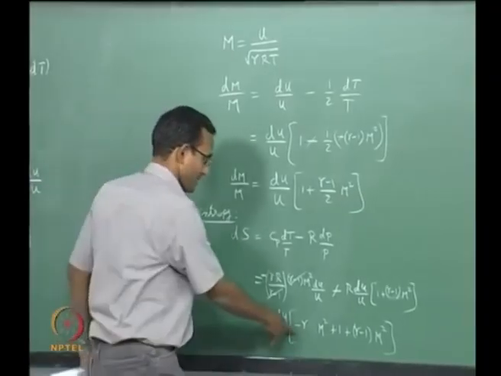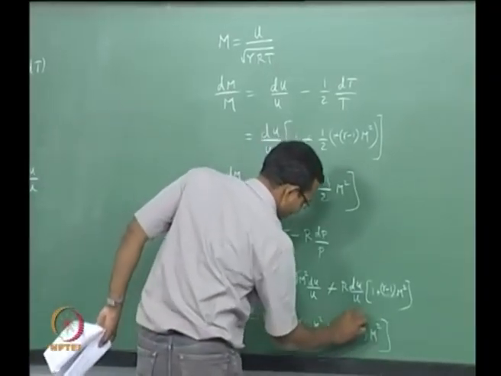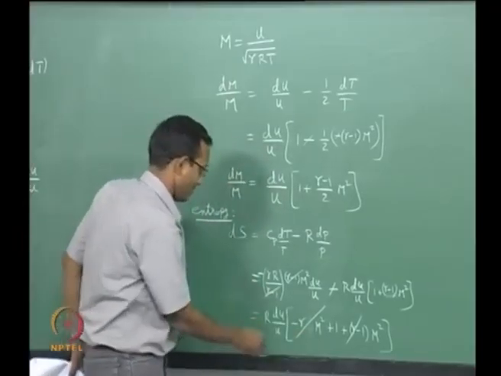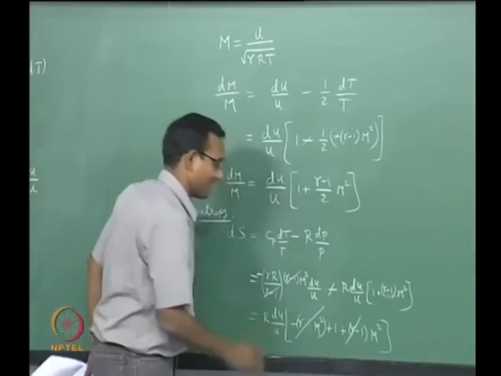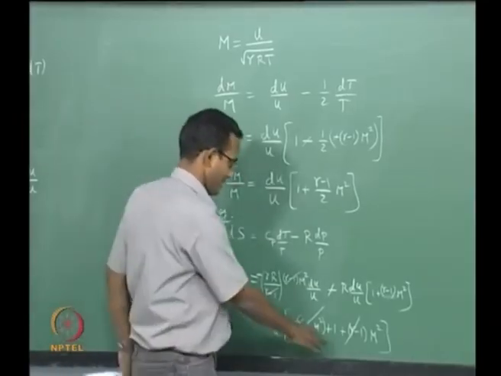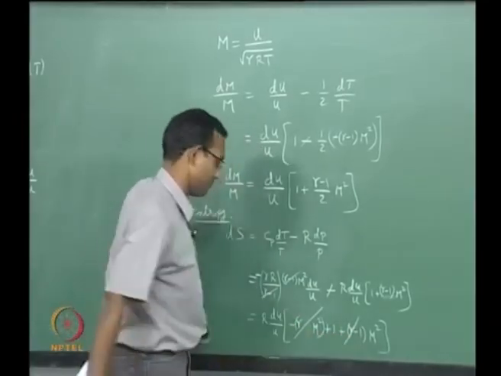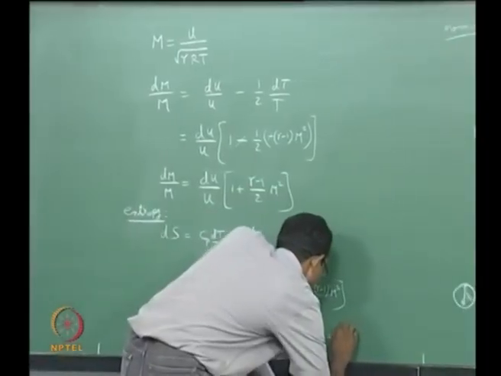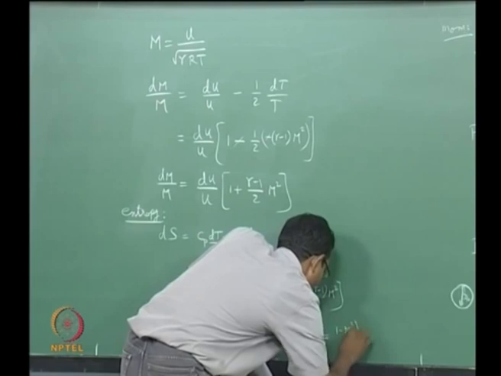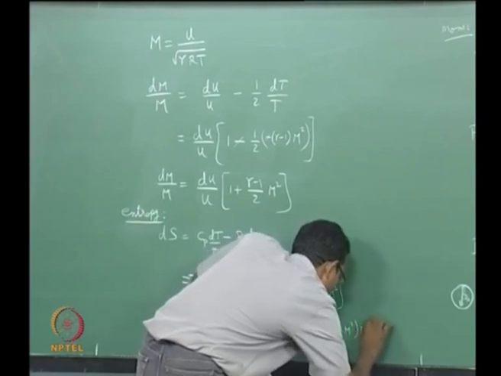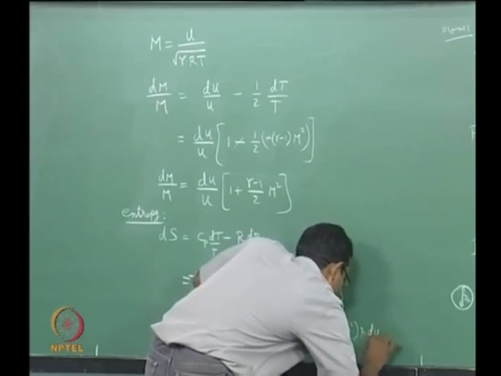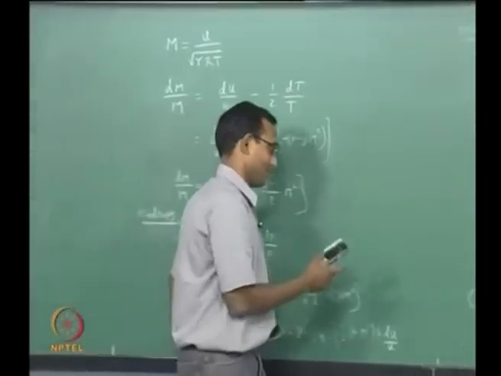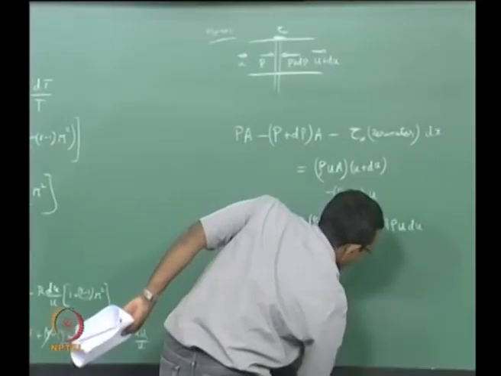If I look at it, minus gamma m square plus gamma m square will get cancelled. It looks like this is just one term and I have cancelled that term. So the remaining thing is 1 minus m square, that is the only thing left. So this is equal to 1 minus m square times r du by u. Very important result.